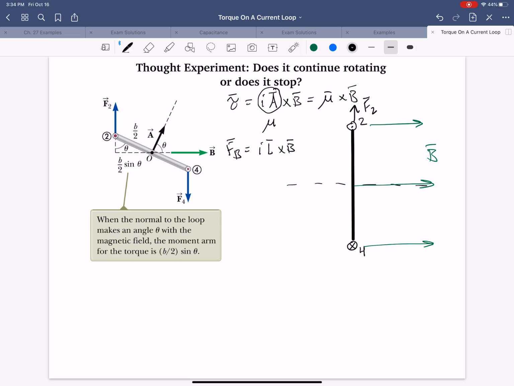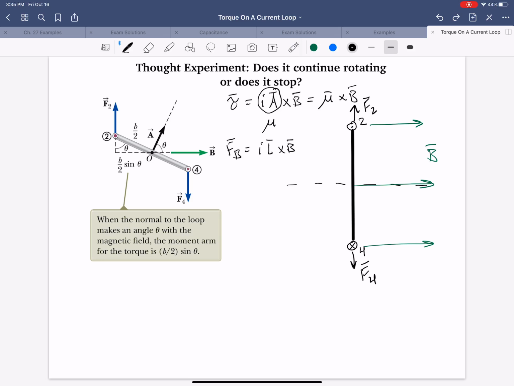On the bottom, it's kind of the opposite. Your index finger into the page, middle finger in the direction of B to the right means that your thumb points downwards. So F4. And those two forces are equal and opposite because this is a steady current and a steady magnetic field. So this rod doesn't move anymore. There is effectively 0 torque.